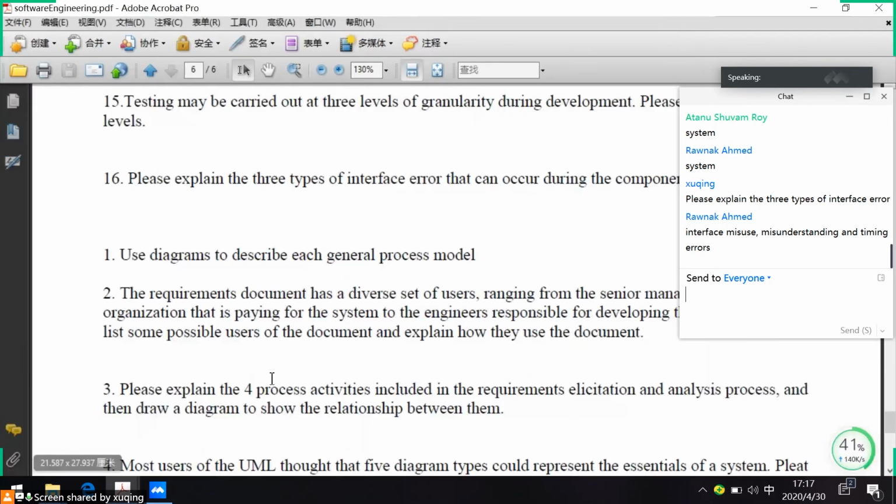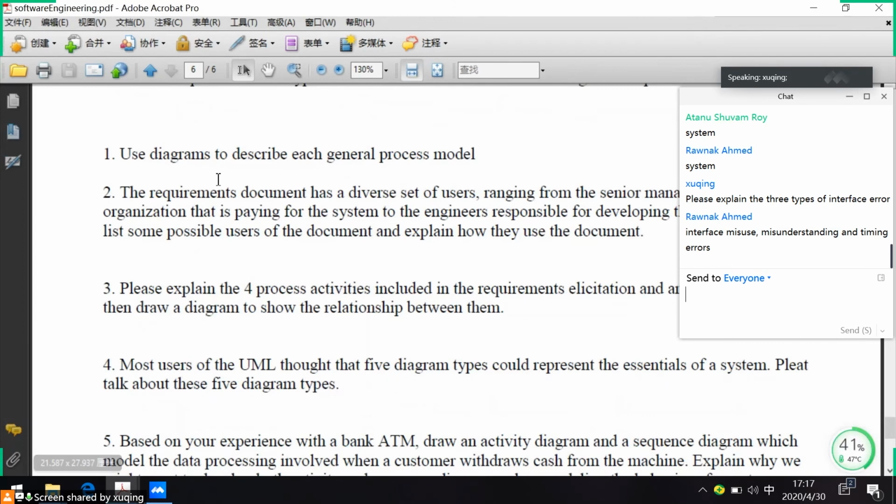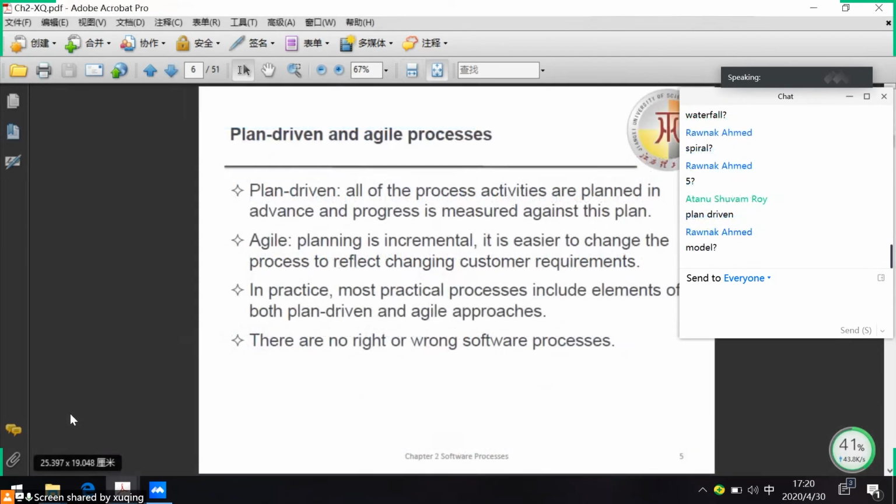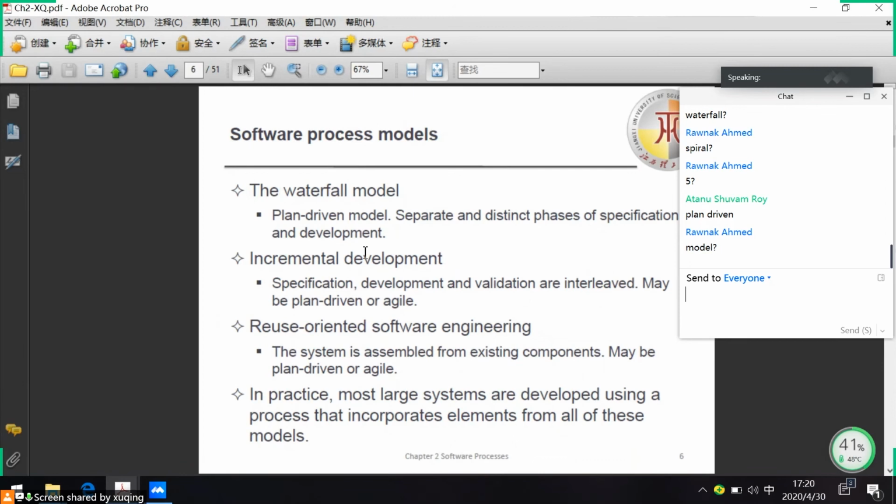Other exercises. The first one is to use diagrams to describe each general process model. For this question, we need to know at first how many general process models are there? How many general process models have we introduced? Here, these three. We have these three general process models.